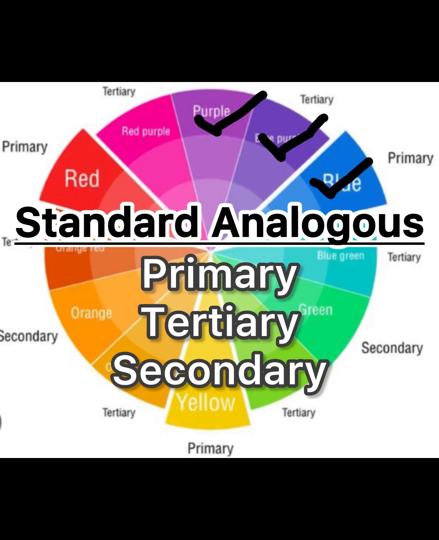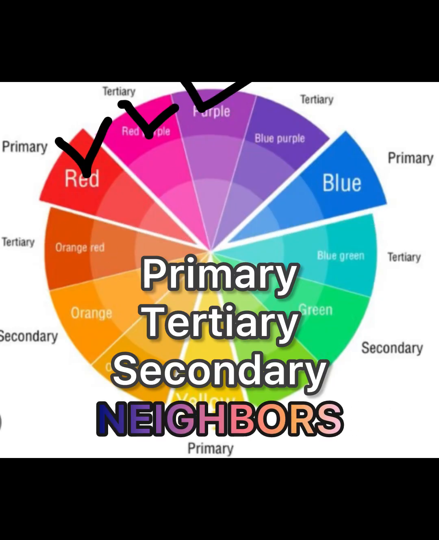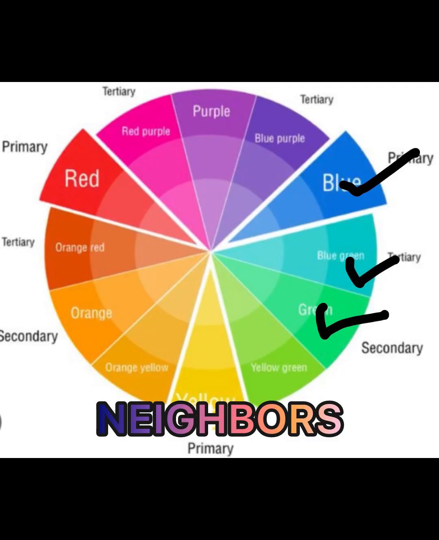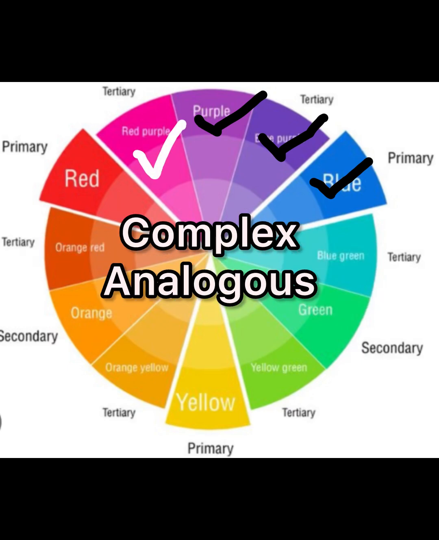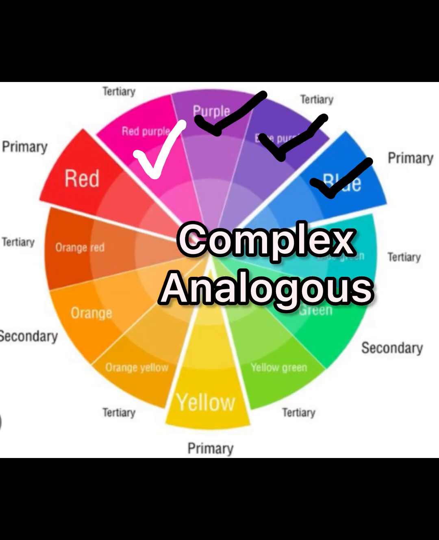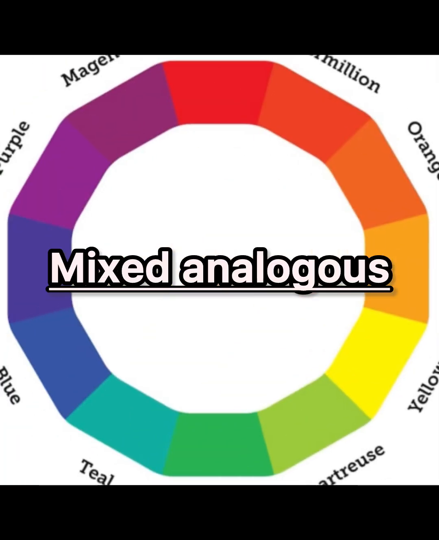So standard analogous is going to be a primary, tertiary, and secondary neighbor, okay? You can get more complex than that, and you use quaternary colors, but that's another lesson. You can also use an accent. Here's primary, tertiary, and secondary color with another tertiary accent.